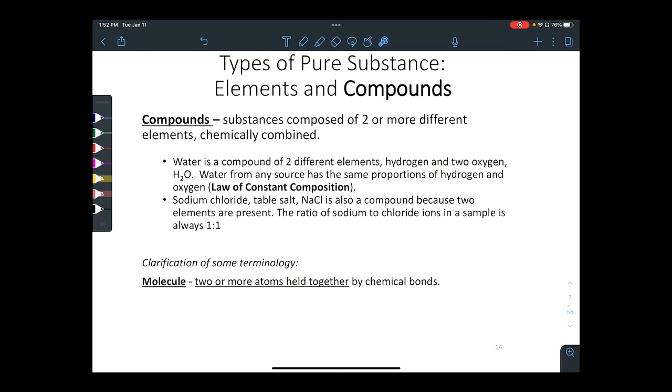You have a question? Are all compounds considered pure substances? Correct, yes. So of these pure substances, there are 2 kinds: elements and compounds, yes.